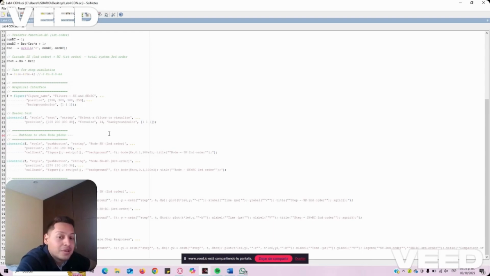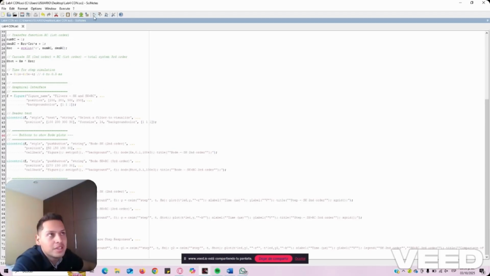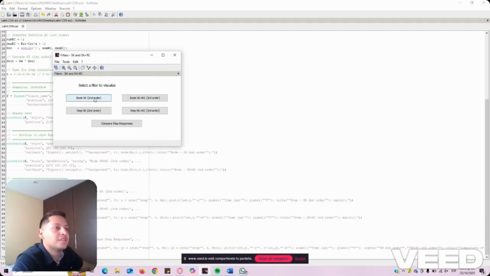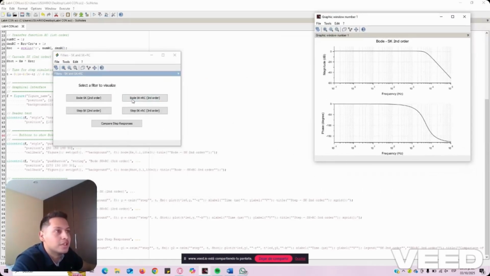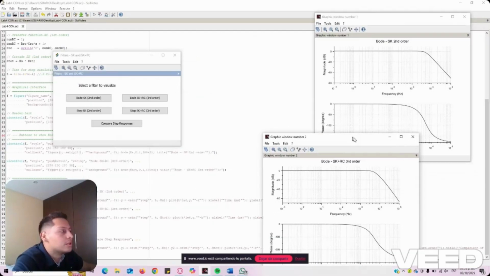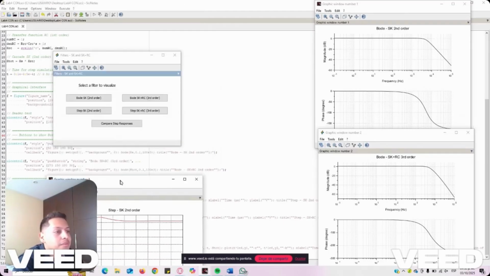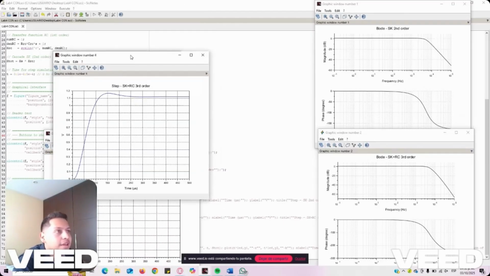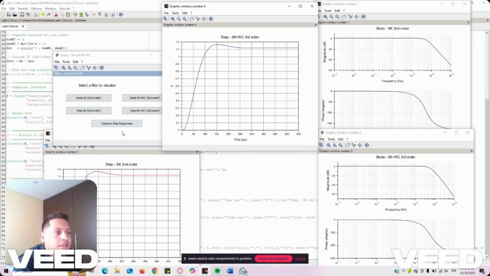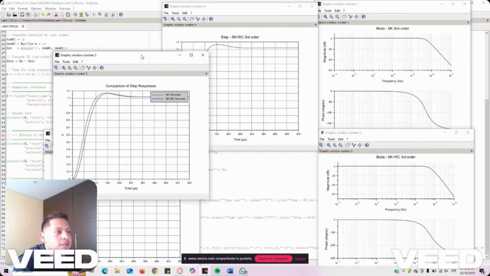Comparing with the electronic simulator, the results are very similar. The cutoff frequencies match, and the magnitude and fast response are consistent. Minor differences appear due to the ideal models in Scilab versus the real op-amp limitations in the electronic simulation. And we see the results of the simulation. Both second order, both third order, and step second order, step third order, and we see the compared step response.